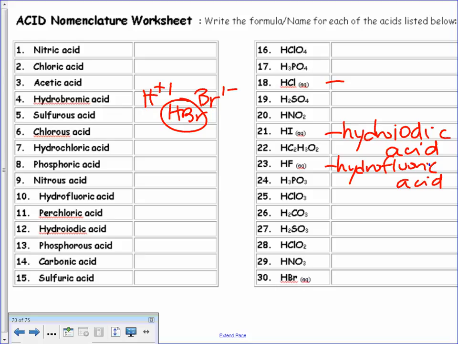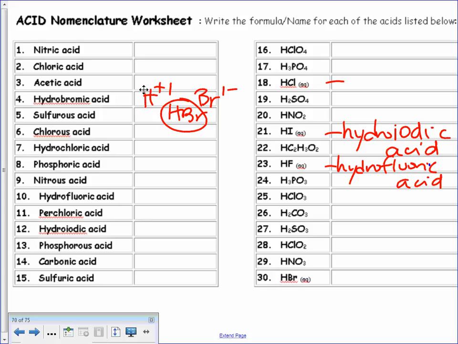So hydros are only the binary ones. So if you see hydro, you write H with one element. If you don't see hydro, you're looking for things that are just an H with one element, like H and F here, or I and F here. So these other ones, that means that they are not going to say hydro, right? So don't even think hydro.